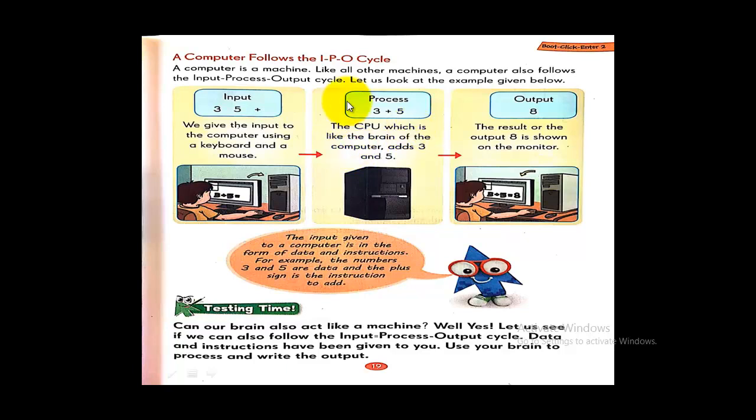The processor takes 3 and 5 and it will add here, 3 plus 5 in the CPU. Then after that the output we get is 8, because when 3 is added to 5 you will get the result as 8. The result or the output 8 is shown on the monitor, that is the output device. This is an output device.